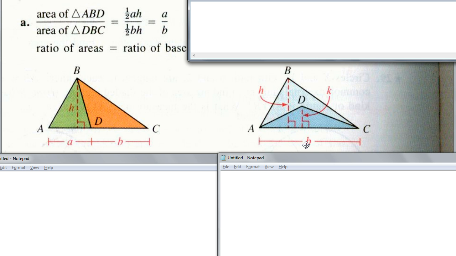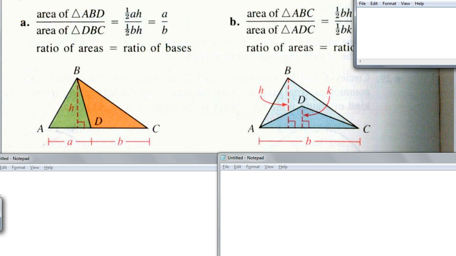So somebody tell me the area of the triangle ABC, the bigger one here. How about Brandon? What do you think? What is the area of this triangle ABC? 1/2 bH, right? Very good. Somebody tell me the area of the other one, the smaller one, ADC. Emily, what's the area of the other one? 1/2 bk.